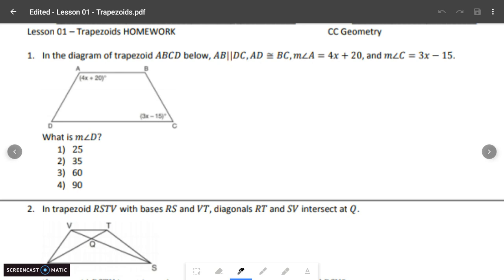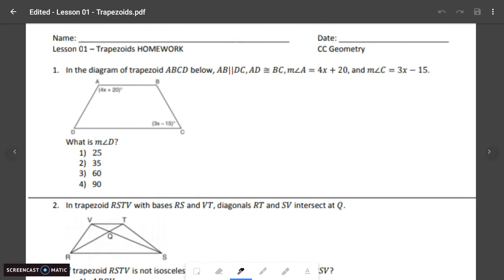Okay, we're just going to look at a quick recap of last night's homework. So it was lesson 1, trapezoids. We know here that we're given a trapezoid. It's an isosceles trapezoid since it tells us that AB is parallel to DC, but AD is congruent to BC. So when you see the opposite sides congruent, we know that it is isosceles. It gives us two sets of angles, A and C.